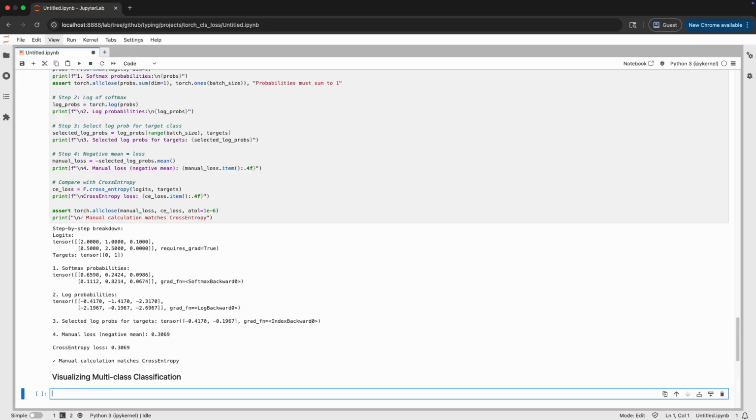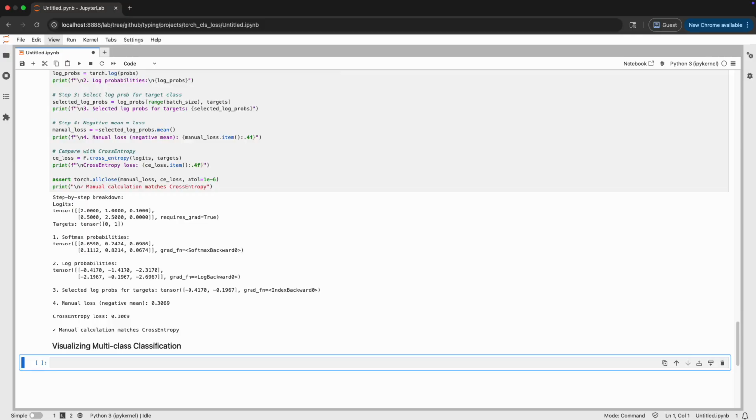Let's visualize how softmax transforms logits into probabilities to build more intuition about multi-class classification. I'm creating a visualization to show how softmax transforms logits to probabilities. For 3 different samples, you'll see the raw logits on the left, which can be any real values, positive or negative. On the right, you'll see how softmax transforms these into probabilities that always sum to 1. This transformation ensures that we get a valid probability distribution over our classes.